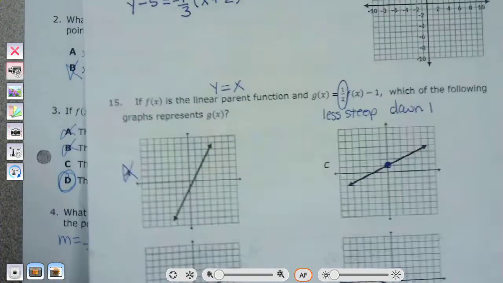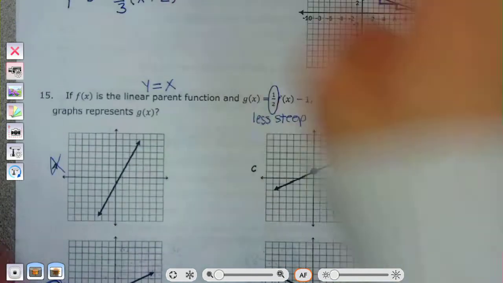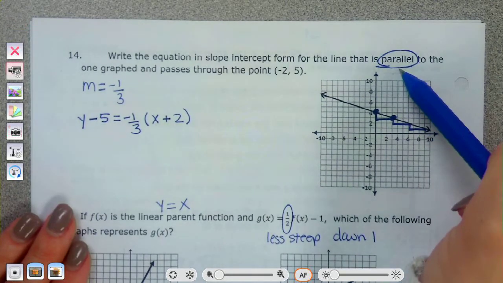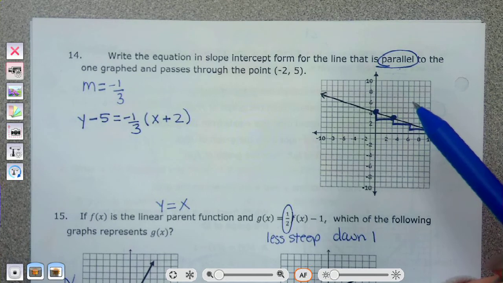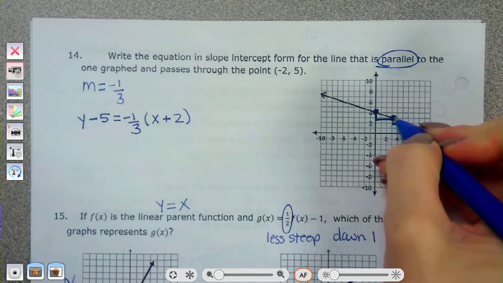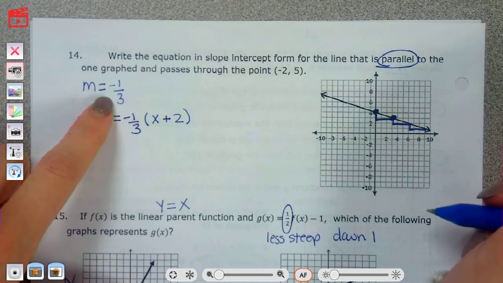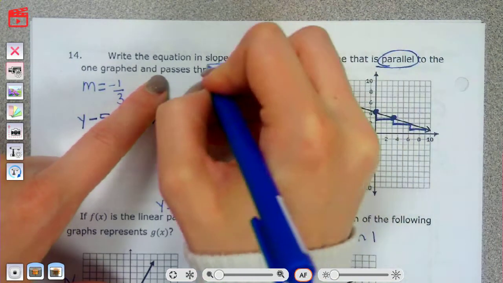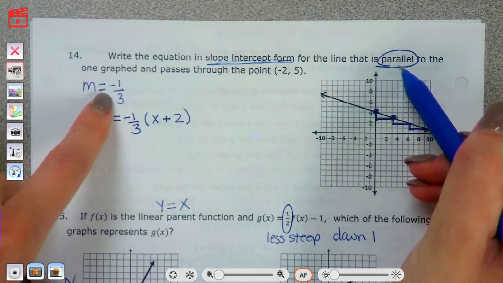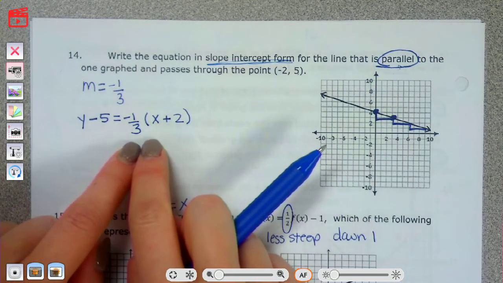Okay. And my last couple, I ended up kind of already doing. Oh, well, we didn't fully do it. It says, write the equation in slope-intercept form of a line that is parallel to the one graphed. The first thing that you have to do is find the slope of this line. Well, I found 2 happy points, and I found my slope to be -1/3. Well, then it told me to write the equation in slope-intercept form. So I keep my slope because it's parallel, and parallel lines have the same slope. And then I use my point of -2,5 and plug it in point-slope form.